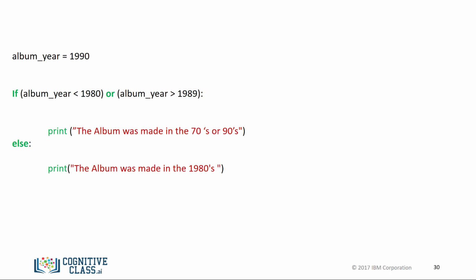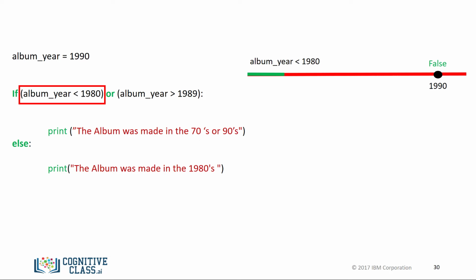The following lines of code will print out. This album was made in the 70s or 90s, if the variable album year does not fall in the 80s. Let's see what happens when we set the album year to 1990. The colored number line is green when the condition is true, and red when the condition is false. In this case, the condition is true.